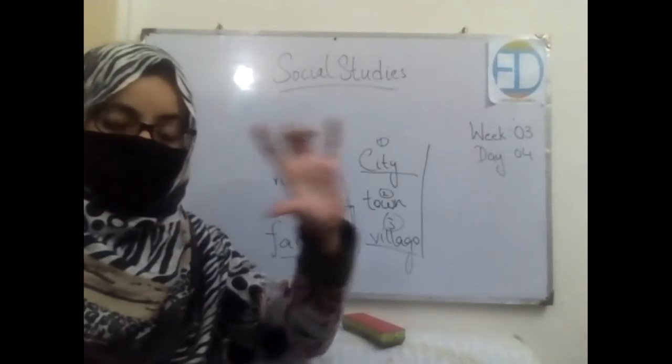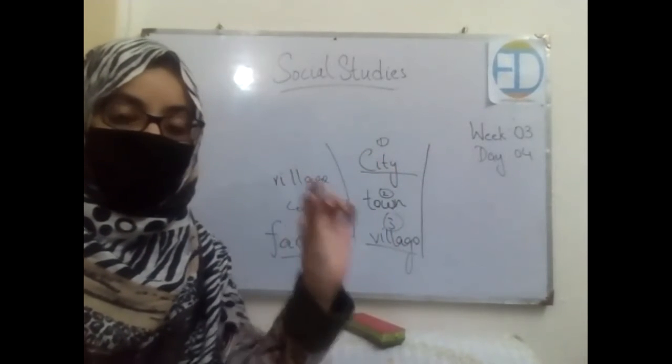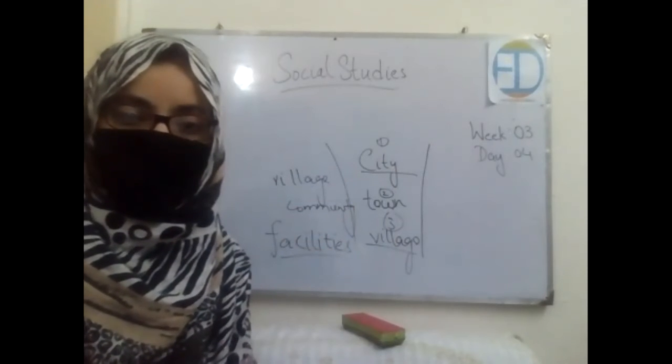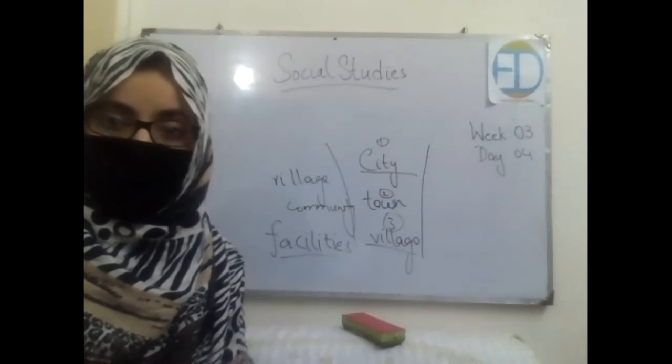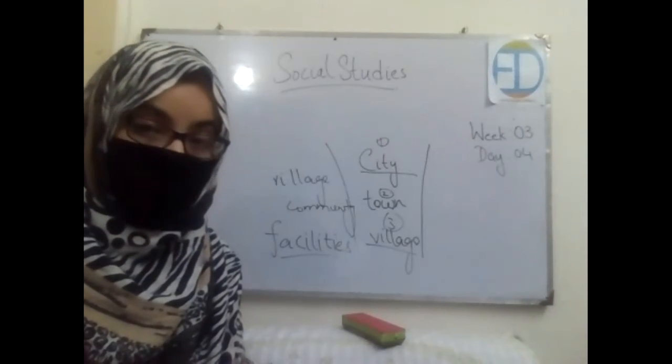Write the question in your notebook and then write in the form of pointers. Okay, number one, two, three. What are the facilities? Done. Okay. Now the next question is: what other facilities would you like to have in your community?